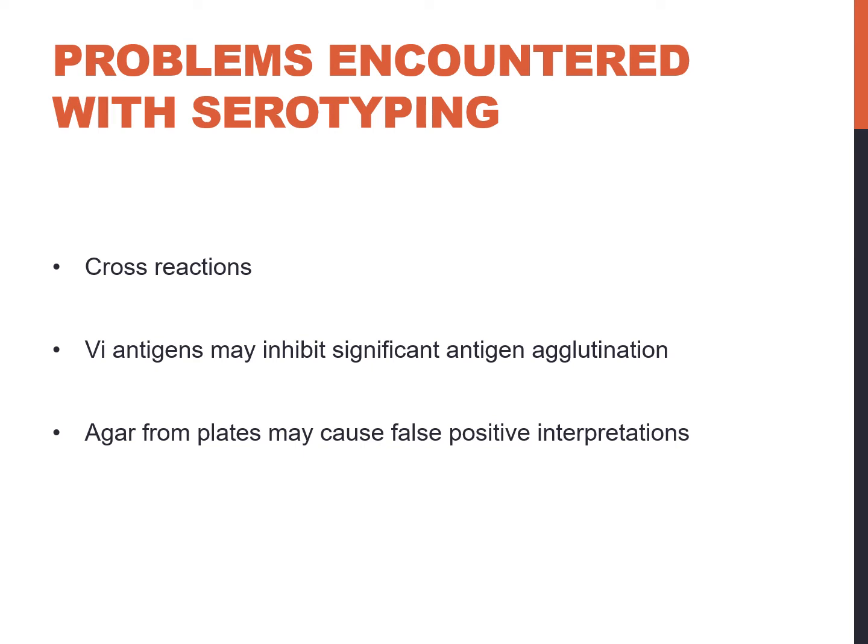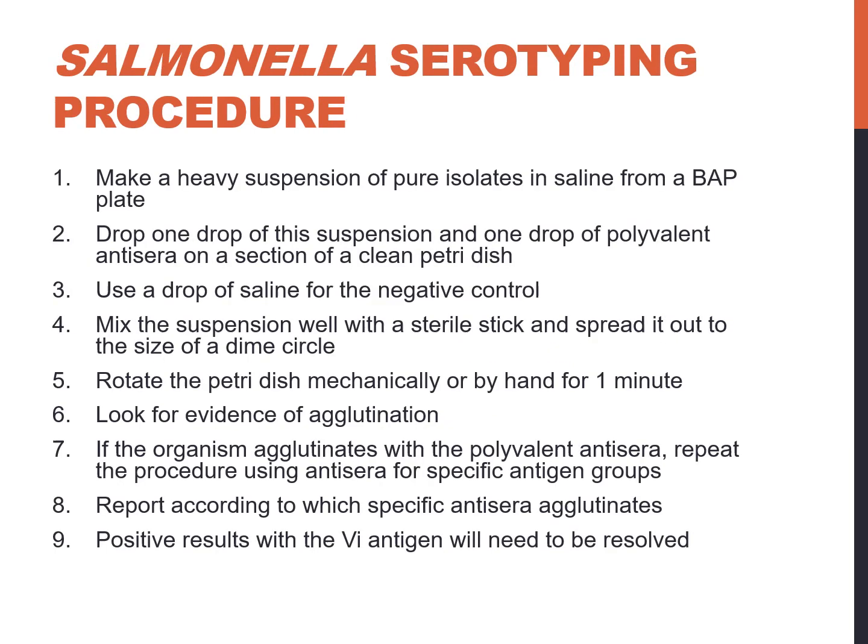Our Vi antigens may inhibit significant antigen agglutination, and they may be difficult to remove, but you can try to boil them away. Also, if you have chunks of agar from your plate, this could cause false positive interpretations of the agglutination methods. The procedure for typing a Salmonella and Shigella is exactly the same.